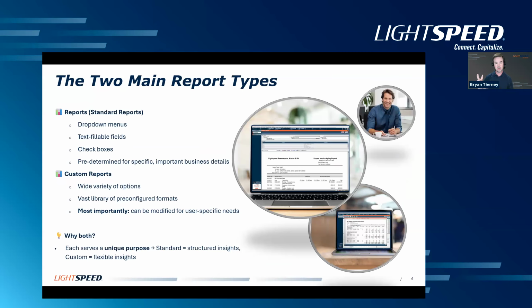And as I mentioned, there's two main reporting types. We've got reports and custom reports. Well, that sounds a little redundant, doesn't it? There's two different places in each of the different departments, each of the modules that have the word report in it. And sometimes looking at those two things creates a little bit of confusion.